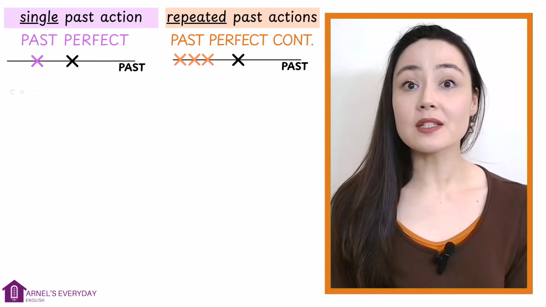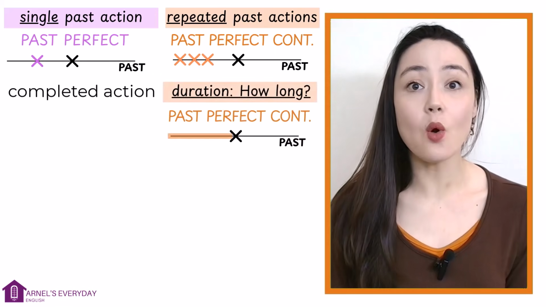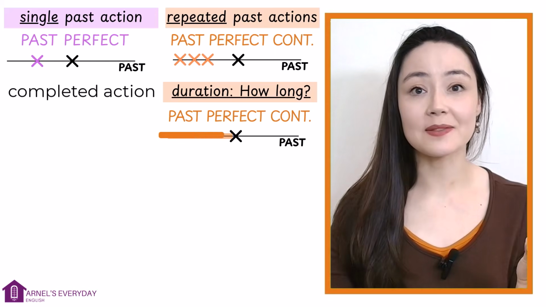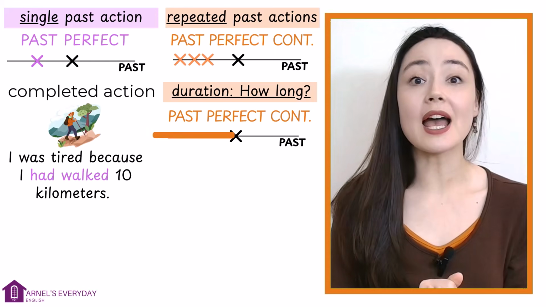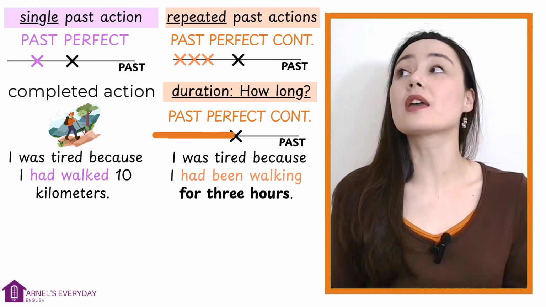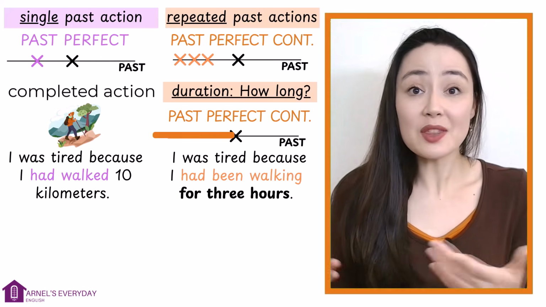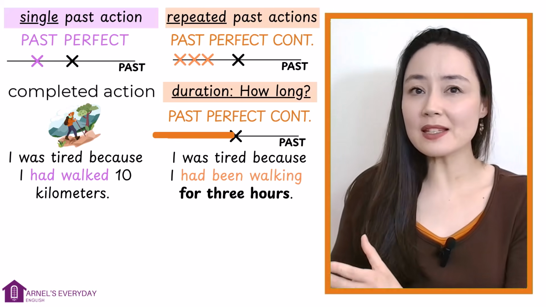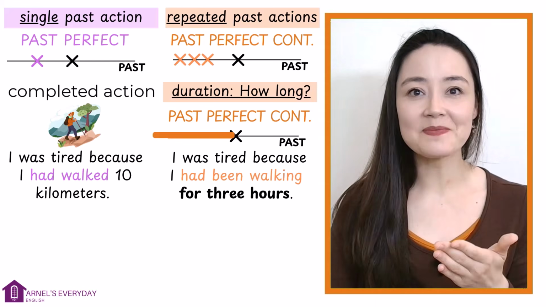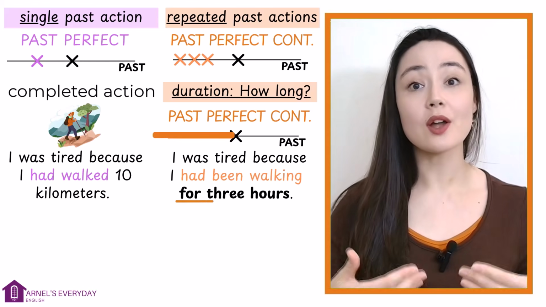Past perfect focuses on a completed action. Past perfect continuous focuses on the activity or duration. Duration means how long something lasts. I was tired because I had walked 10 kilometers. I was tired because I had been walking for 3 hours. Technically, if you walk 10 kilometers, this can take you 3 hours. These sentences mean the same thing. But what are you emphasizing? The past perfect emphasizes a completion, and the past perfect continuous really wants you to feel that duration for 3 hours.